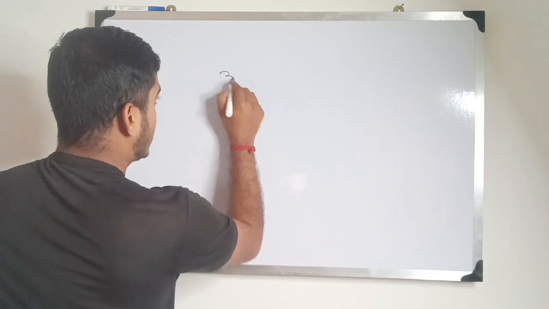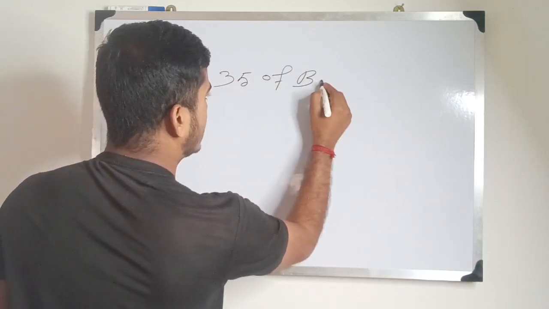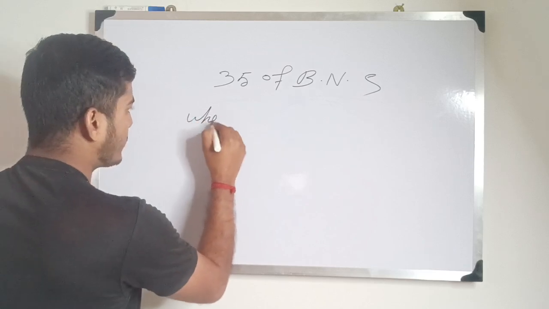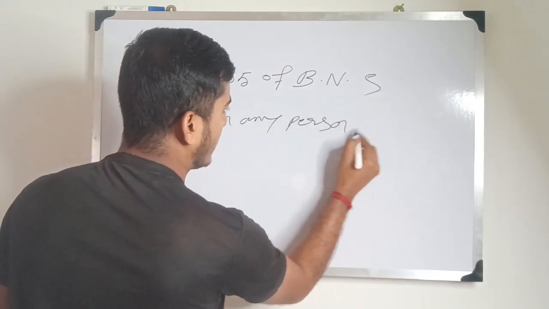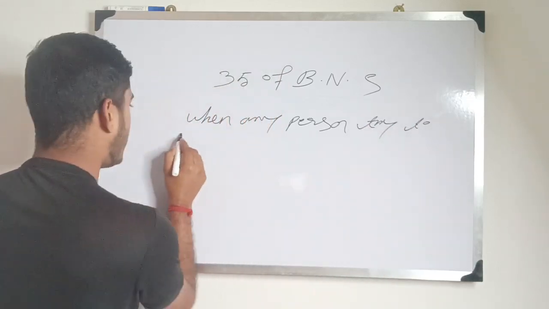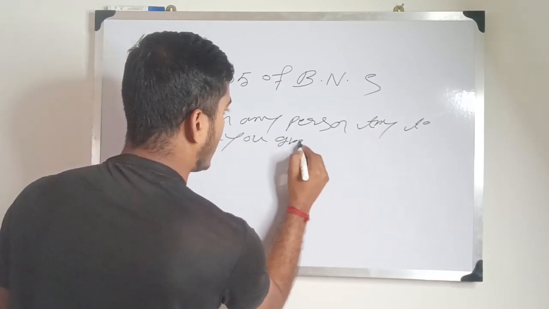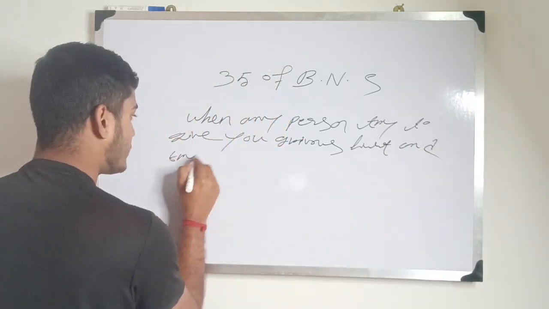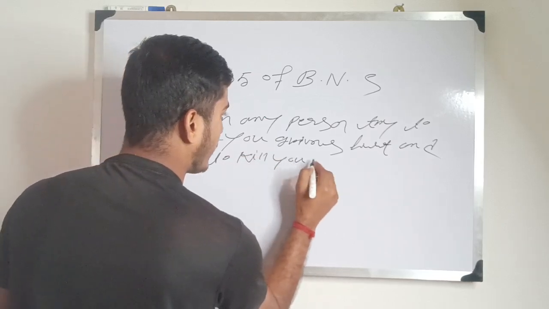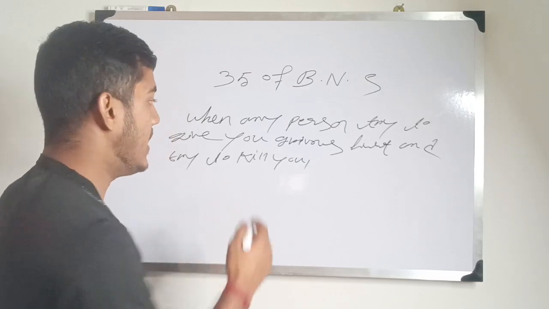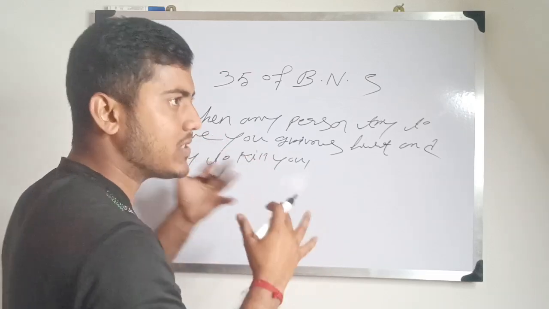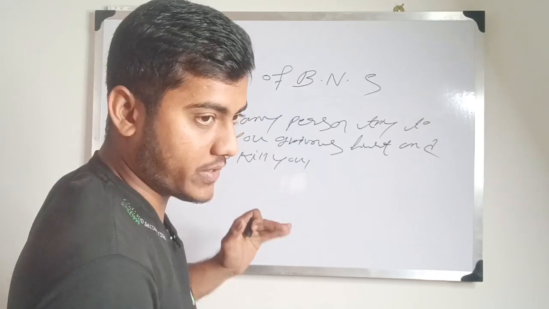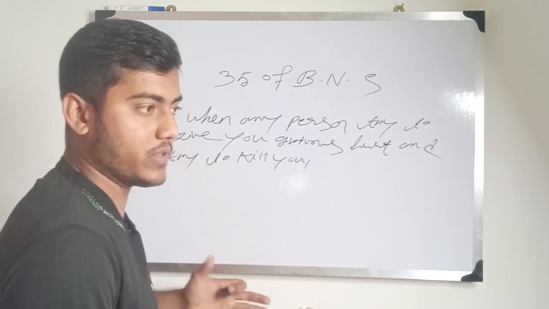Section 35 of B.N.S. defines the right of private defense. When any person tries to give you grievous hurt and tries to kill you, at that time you have a right to perform your private defense. For example, if any person wants to commit murder of another person, in that situation you also have a right to protect that person under self-defense, and you would not be liable if you perform the self-defense as per the provisions.